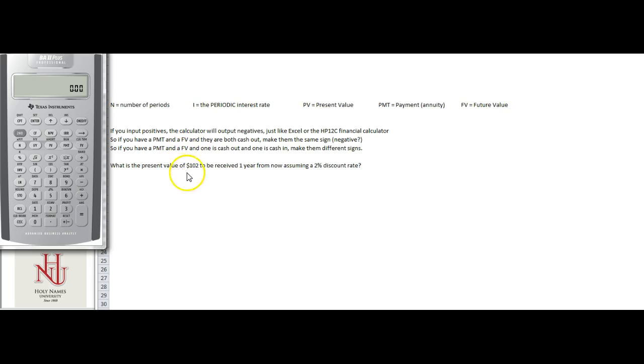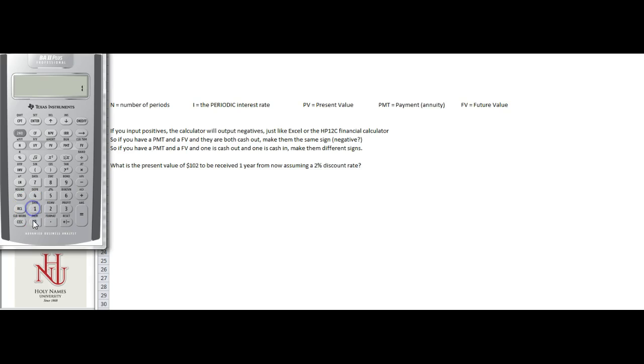What's the present value of $102 to be received 1 year from now, assuming a 2% discount rate? Let's put them in any order. So let's start with the interest rate. 2i. Since there's no compounding in here, it doesn't talk about months or anything, we just use the annual rate of 2%. What's the n? What's the number of periods? 1. 1n.